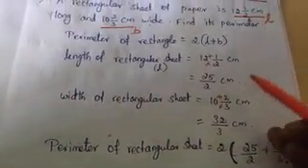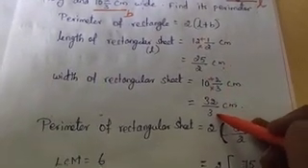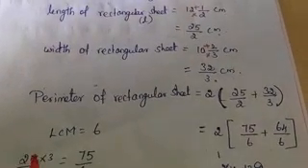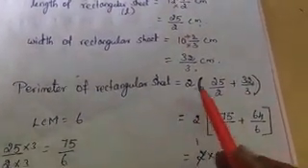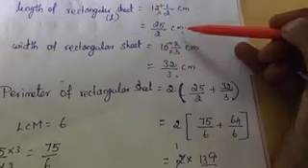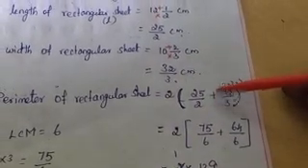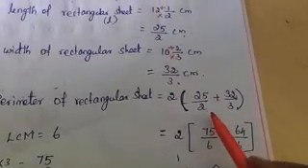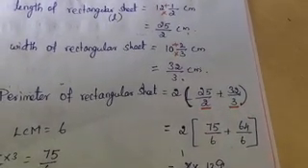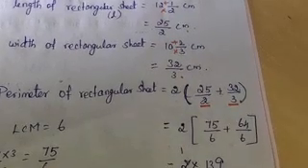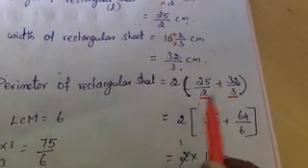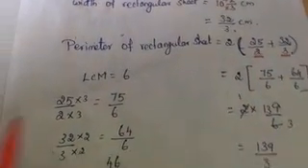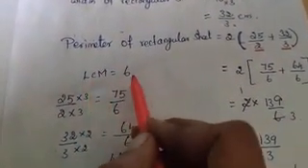Now you got the length and the width in improper fraction. Now what we have to find out? Perimeter of rectangular sheet. So 2 multiplied by length is 25 by 2 centimeter plus breadth is 32 by 3 centimeter. Do you check this? The denominator is not the same. So we have to convert the denominator to the same one. What we will do? We will find the LCM of these two numbers. So you know that LCM of 2 and 3 is 6.